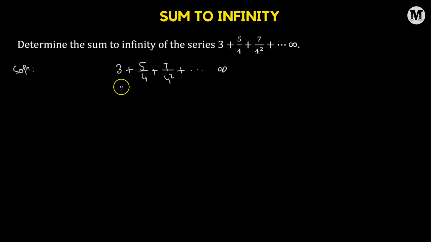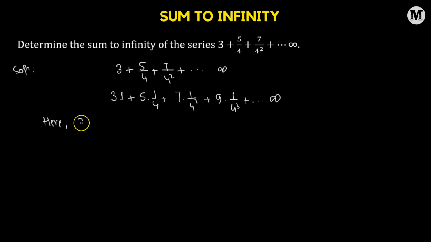So what we can do is rewrite this as 3 times 1. We're going to rewrite each of the terms. So 5 over 4 can be expressed as 5 times 1 over 4, added to 7 times 1 over 4 squared. So here we can make a guess: the next term is going to be of the form 9 multiplied by 1 over 4 cubed. We have been able to make this prediction because of the terms 3, 5, 7, 9.